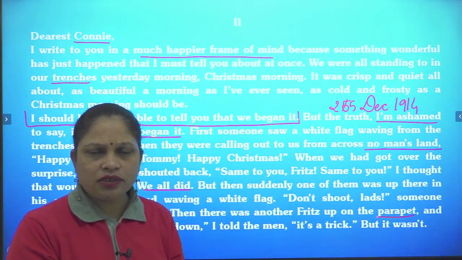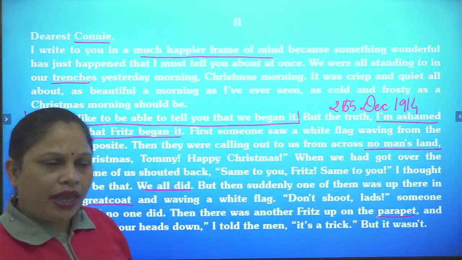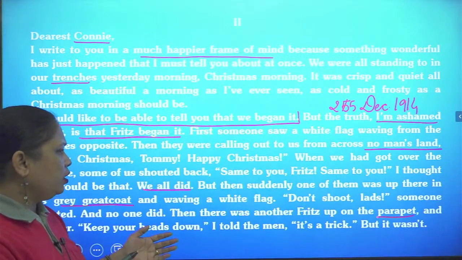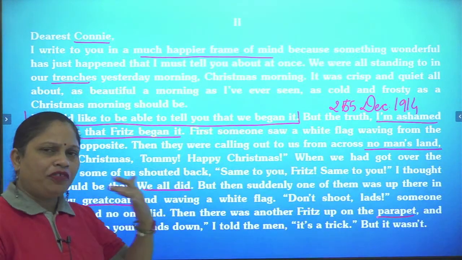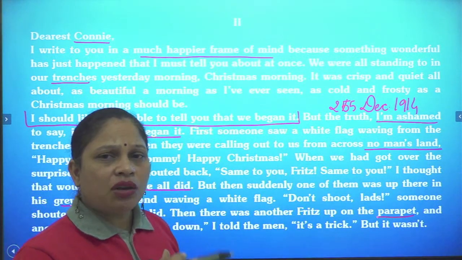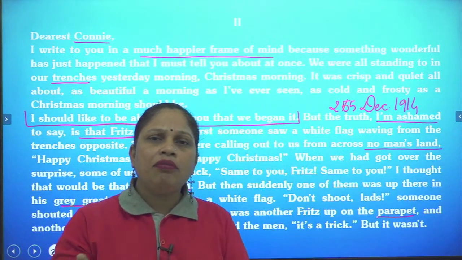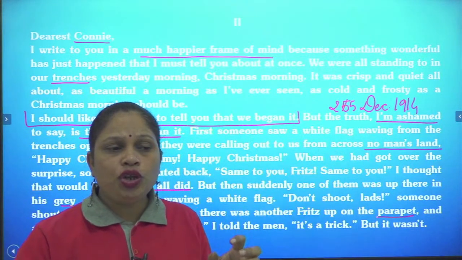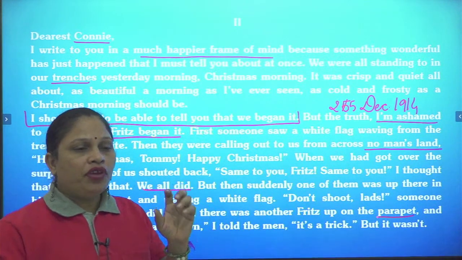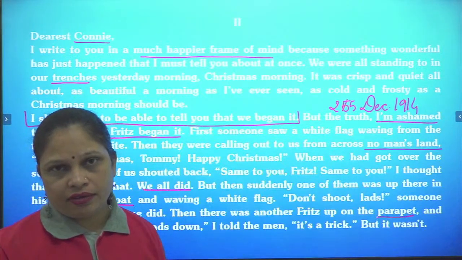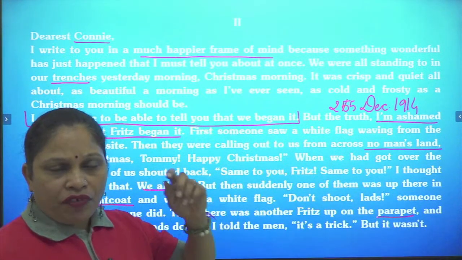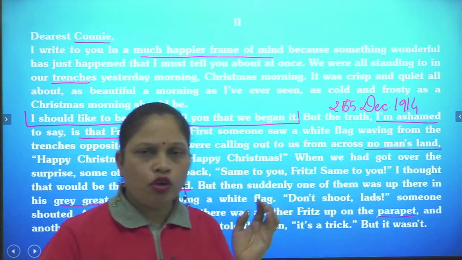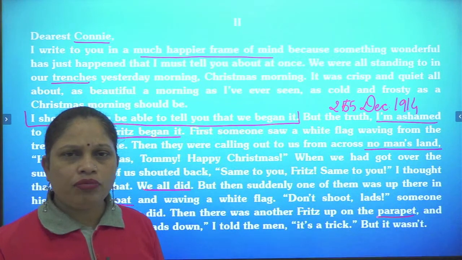First that one Fritz, one German soldier with a white flag, then another German soldier stood, then another one after another. Many German soldiers started coming out of their trenches. It was actually a very brave move. They waved a flag expecting the Tommies not to fire at them, not to kill them, not to attack them.